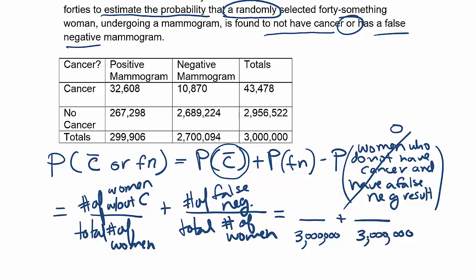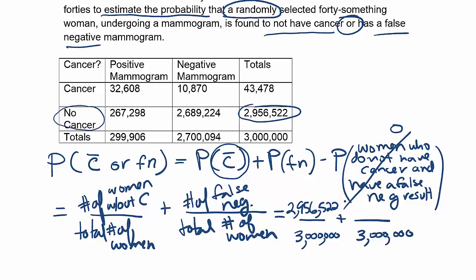And what about the numerator? The number of women without cancer. So that would be the total for this row, right? Because these are the people or the women who do not have cancer. So this is the group here. So that's going to be a very large number, 2,956,522. That number is so large because, of course, most women walking around do not have breast cancer. So when you test women in general, most of the time you're not going to find women with cancer.